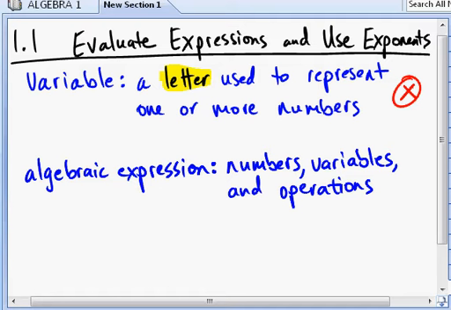Algebraic expression is numbers, variables, and operations. Well, you guys know what numbers are, right? Yeah. 1, 2, 3. -10, right? 1.6. Those are all numbers. You guys know what variables are? X, yeah, a letter, right? Used to represent a number. So what about this? Operation.